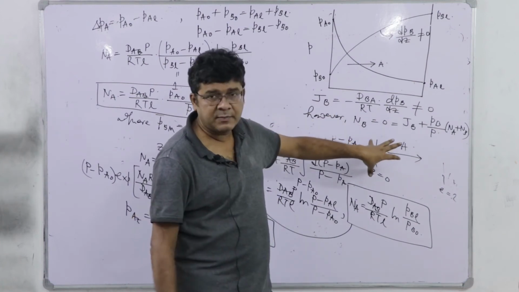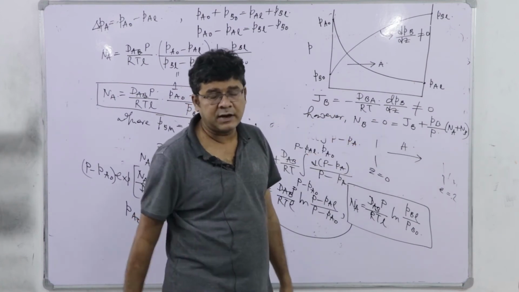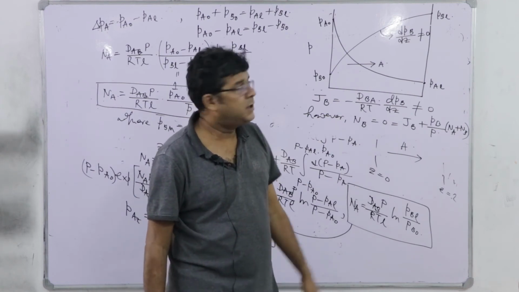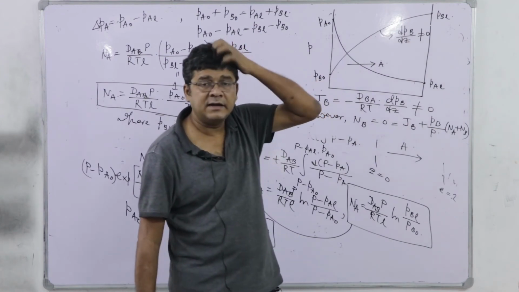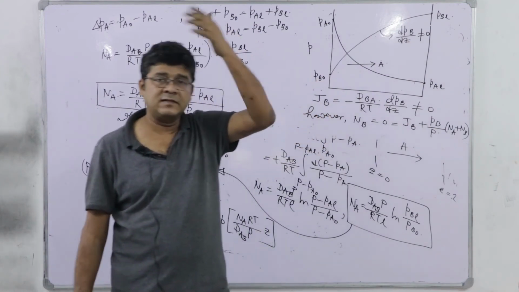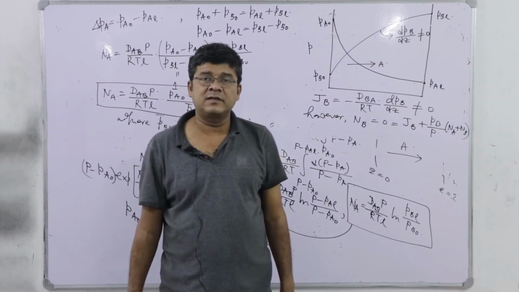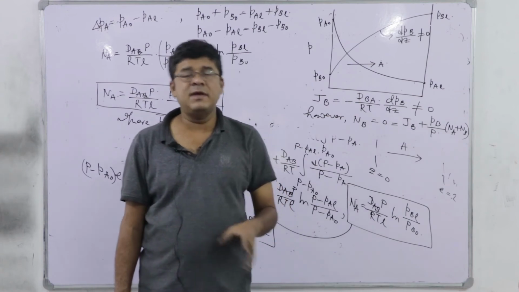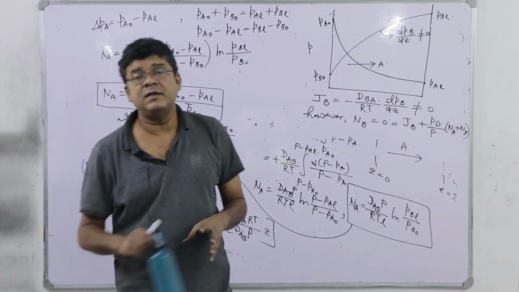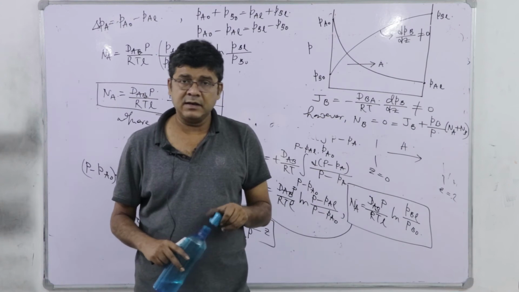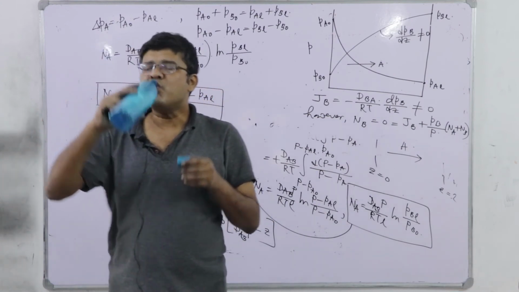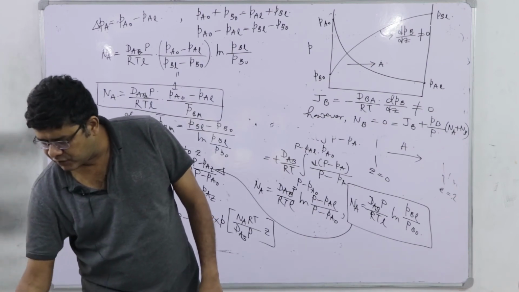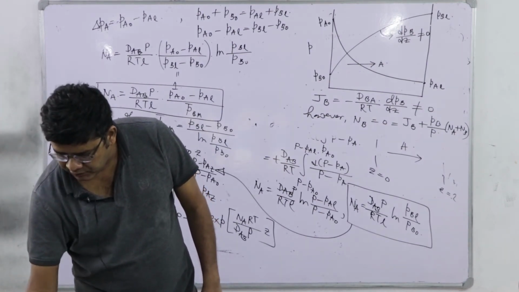However, with respect to a fixed reference frame, we will see that there is no movement of B. So, though the partial pressure gradient indicates that there is a flux, that flux is the diffusive flux of B and not the flux NB, right. NB equal to 0, however, JB is not equal to 0. That is the idea. So, that is all about the diffusion of A through non-diffusing B.